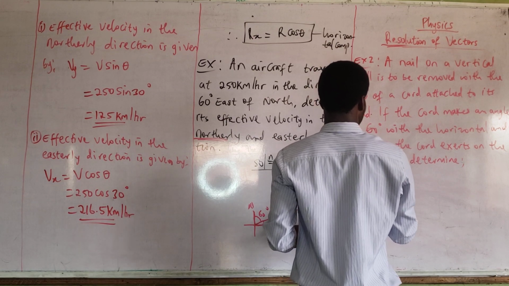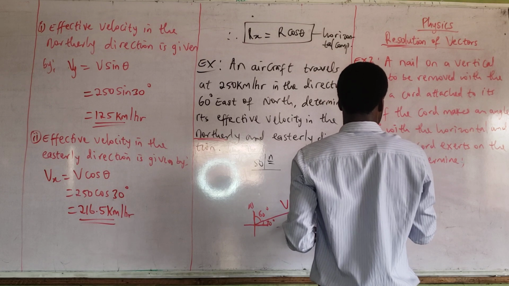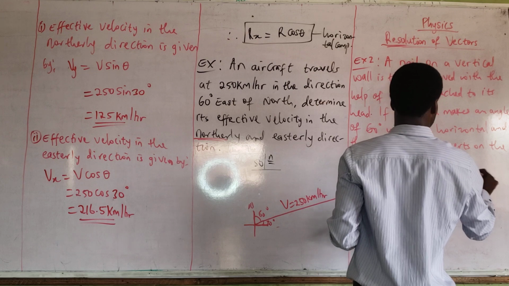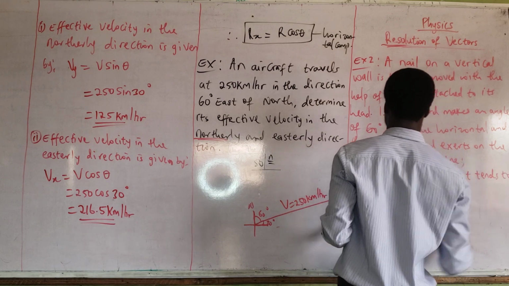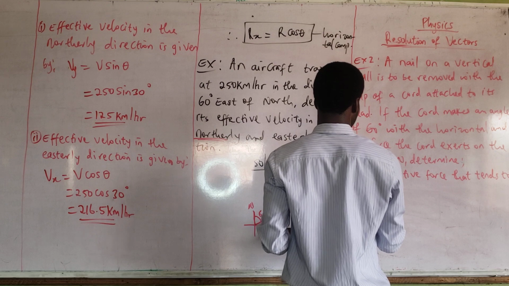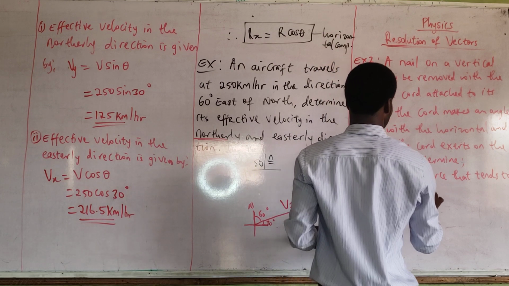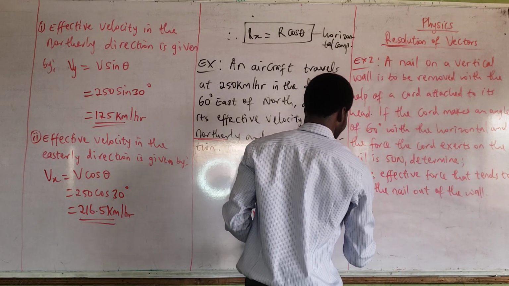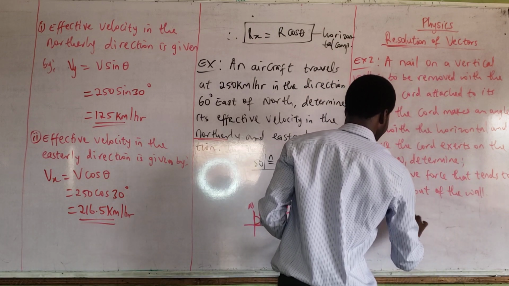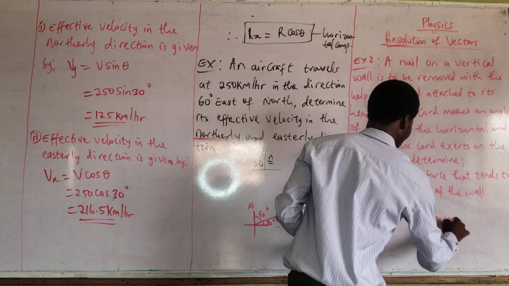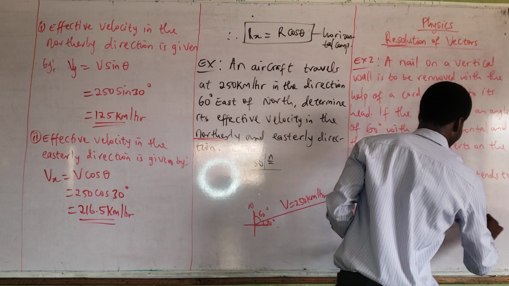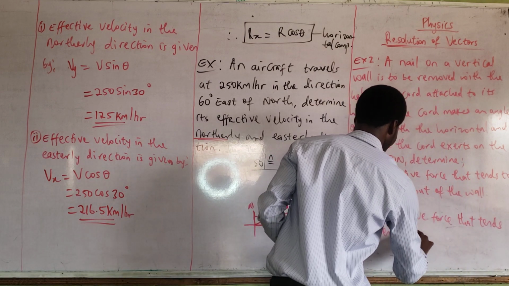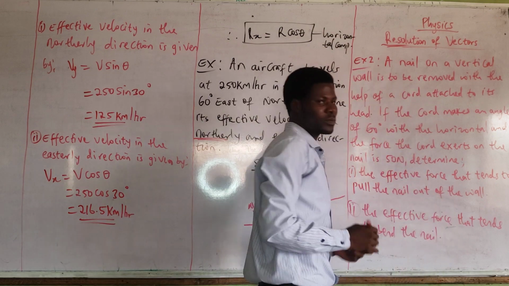the effective force that tends to pull the nail out of the wall. Roman numeral 2, the effective force that tends to bend the nail. Okay? It's another question.